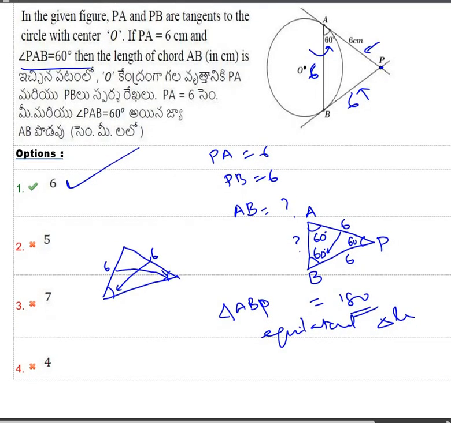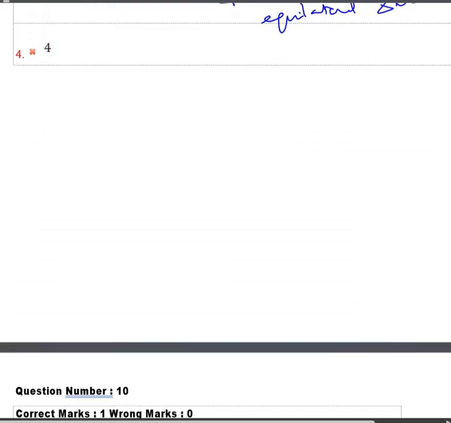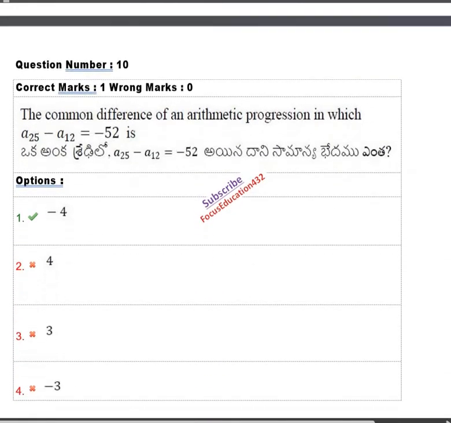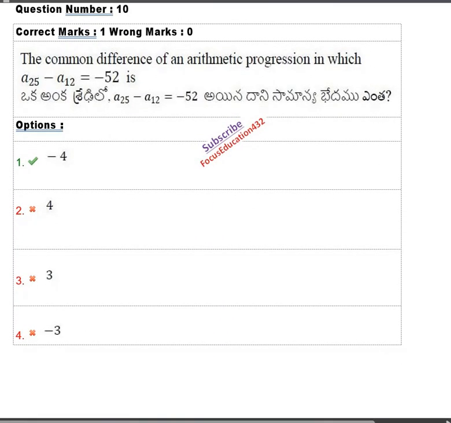Now we move to question number 10. Arithmetic progressions. The common difference of an arithmetic progression: A25 minus A12 is given as minus 52. This is given. What we have to find is the common difference. So common difference is represented by which term? D. Right, this you know. So what is given to us?